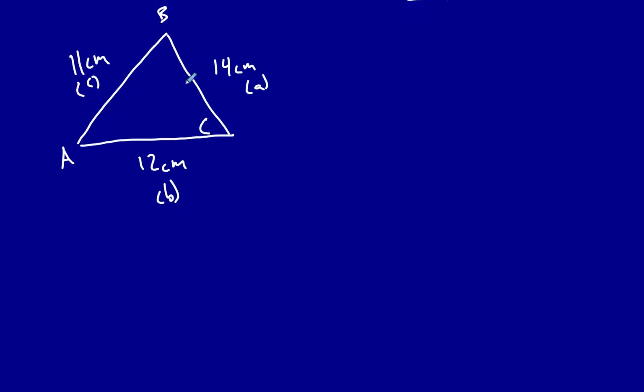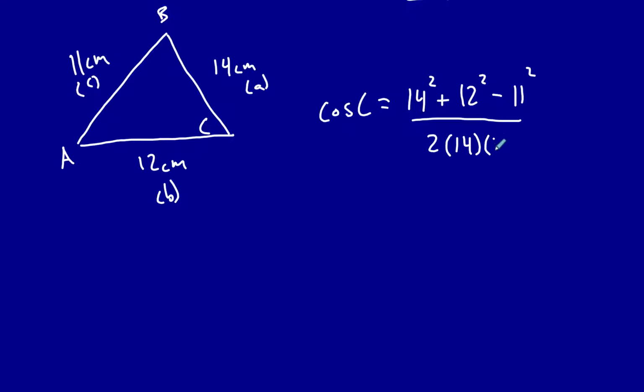So here I know that I'm looking for C, so I'll say cos of C. Now remember, I use the other two that are really the contained angled bits, so A and B, so I'll say 14 squared plus 12 squared minus 11 squared. So it's the opposite side, that C squared bit, that I'm subtracting, so 11 squared up here. And this will give me, on the bottom, 2 times 14 times 12.